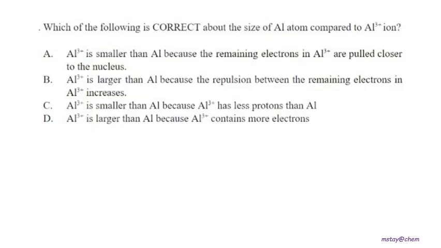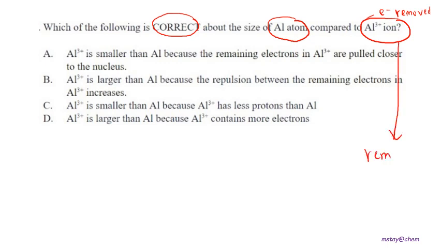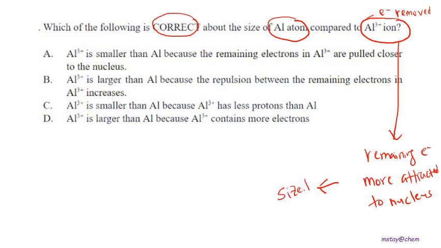Next question, which one is the correct statement when we compare the size of aluminium atom with the aluminium ion? As we know, a cation is produced when the electron is removed. So when the electron is removed, the remaining electrons will be more attracted to the nucleus. Once it is more attracted to the nucleus, the size will get smaller. Okay, so the answer for B will be out.